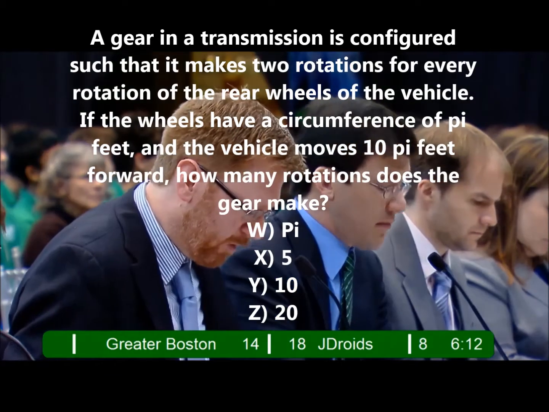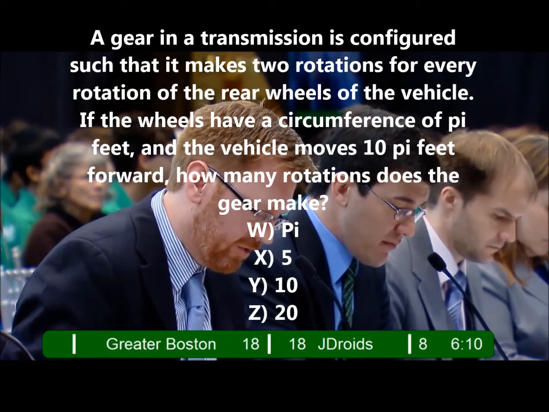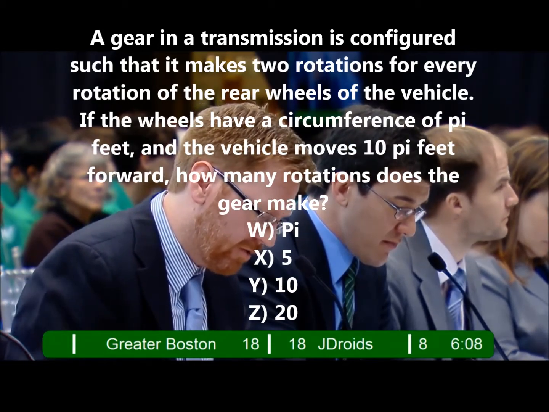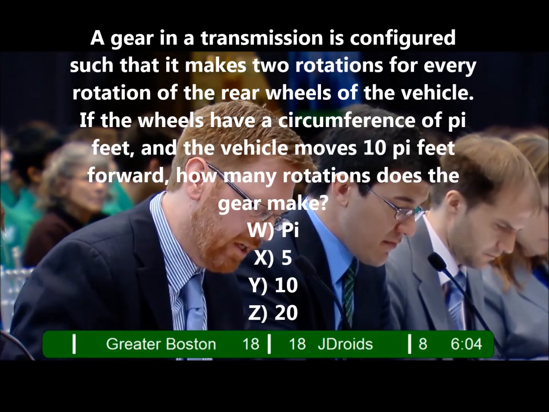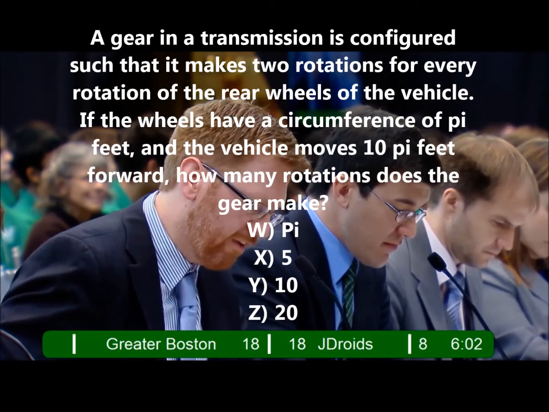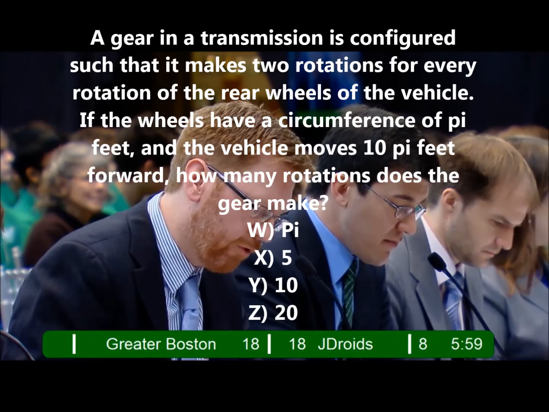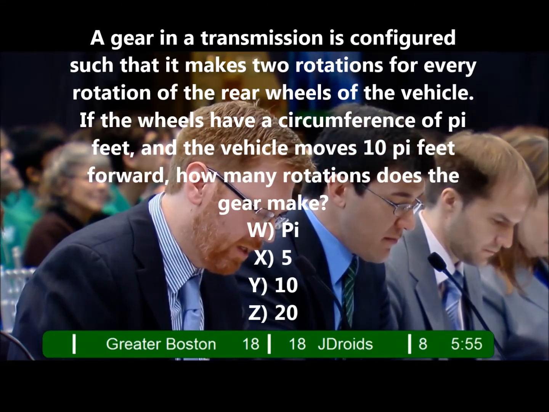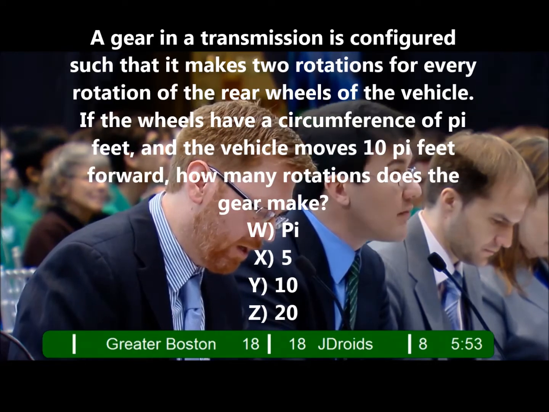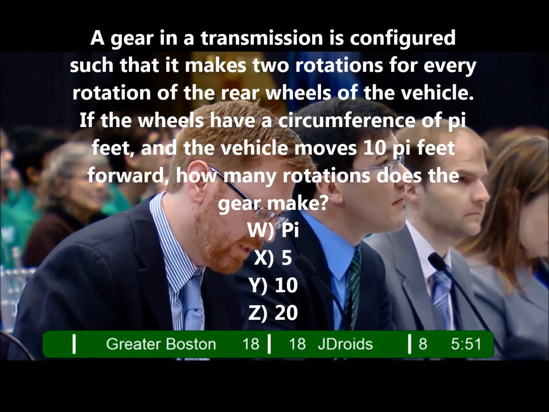I'll reread. Physical science, multiple choice. A gear in a transmission is configured such that it makes 2 rotations for every rotation of the rear wheels of the vehicle. If the wheels have a circumference of pi feet and the vehicle moves 10 pi feet forward, how many rotations does the gear make? W, pi, X, 5, Y, 10, Z, 20.